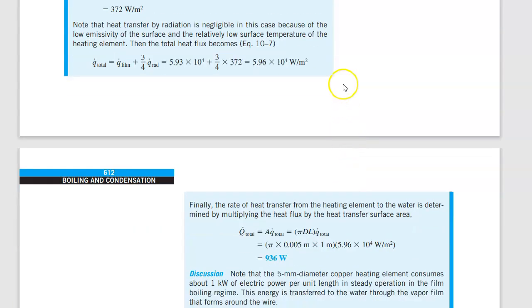And then to find the Q heat transfer, because Q small is heat flux actually. So to find the Q total, just times the heat flux by A, and we got 936 watts. This is the Q total we need. Alright.